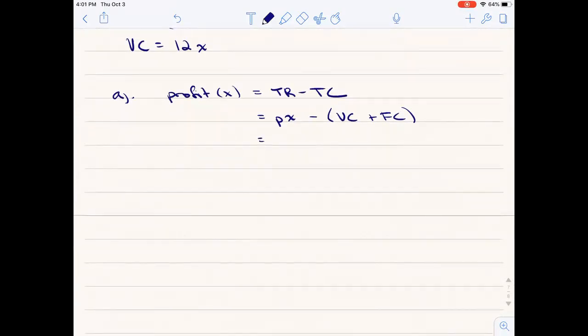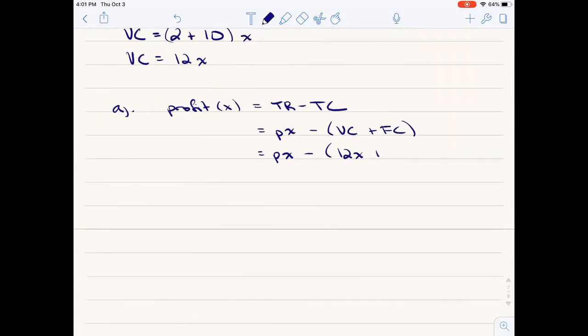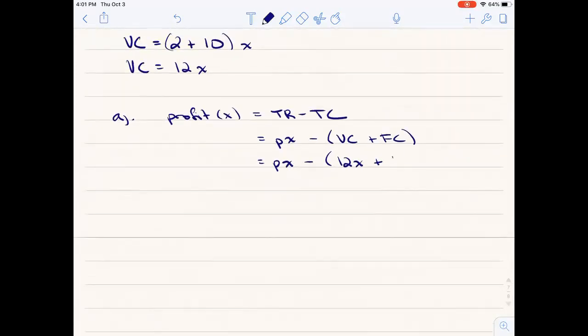So we can keep going here, PX minus, and then we decided that the variable cost was 12X plus the fixed cost, which was 30. From the variable costs, if you're looking at your formula sheet, your capital C is 12, right? Because that's the cost to produce each unit.